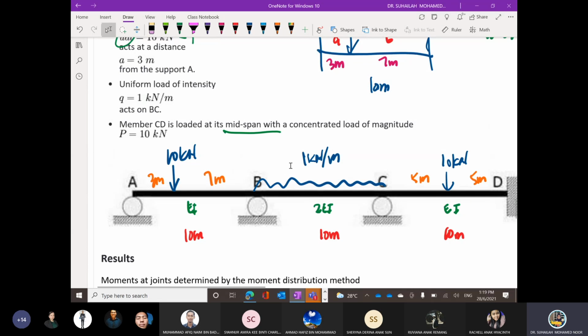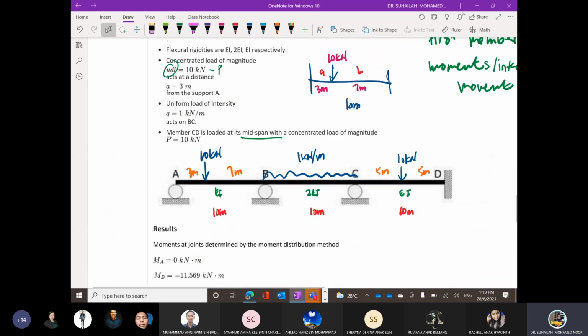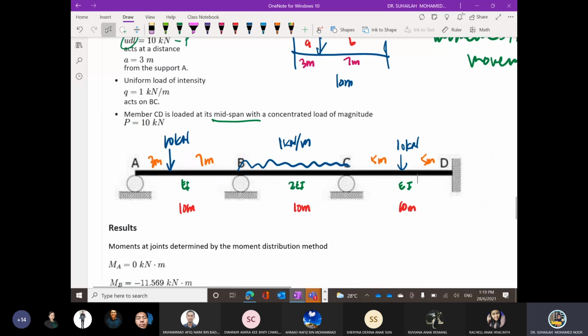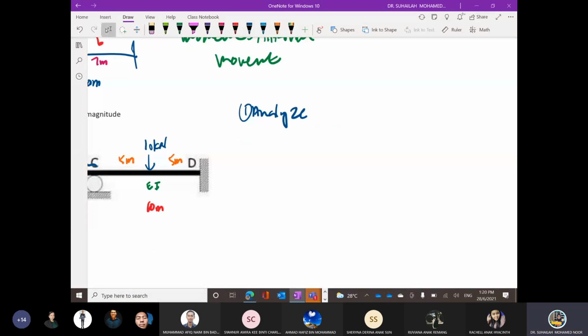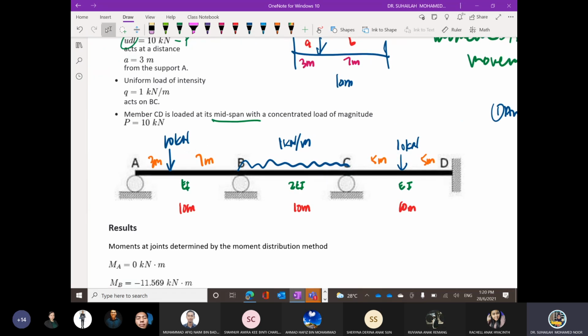So what we need to do now is analyze this beam together. The first one we will analyze without settlement. Analyze this beam, analyze the internal moment. Internal moments means there are six internal moments, including 0 moment at A because A is roller.